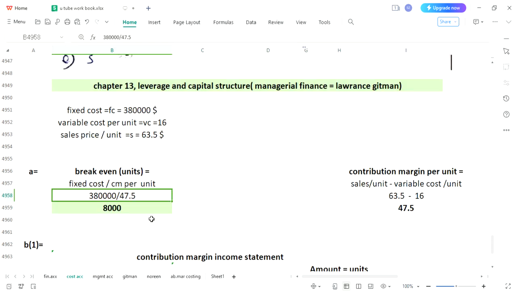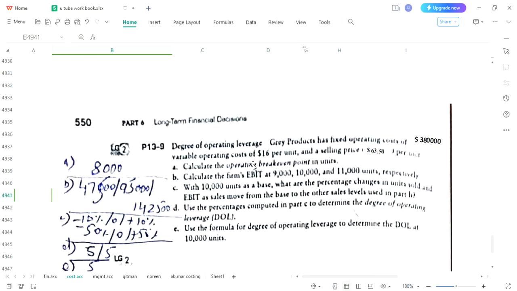In this way, our B requirement, where we were asked to calculate earning before interest and tax for 9,000, 10,000 and 11,000, is done. All three answers were calculated and conclusions have been made. It means B requirement has been completed. Now we will see what C requirement is saying. With 10,000 as base, what are the percentage changes in units sold and EBIT?